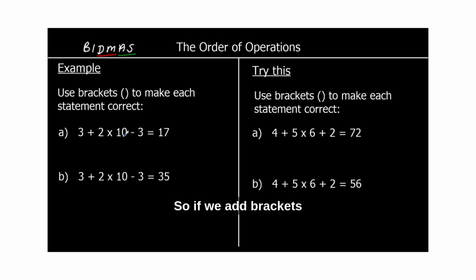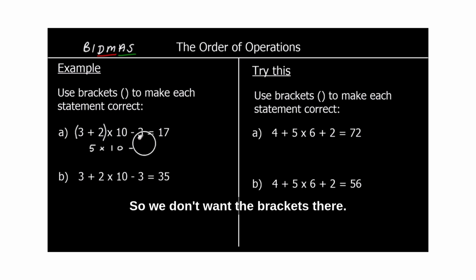So if we add brackets into this, we can change the order that this is done. So let's just try something. We can try the brackets in different places. So let's say we had brackets around 3 plus 2. That would mean that 3 plus 2 would be the first thing we do. So 3 plus 2 is 5. That'll be 5 times 10 minus 3. And we do multiplication before subtraction. So that'd be 50 take away 3. And that is not 17. So we don't want the brackets there.